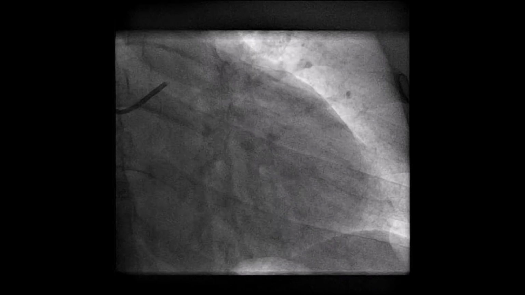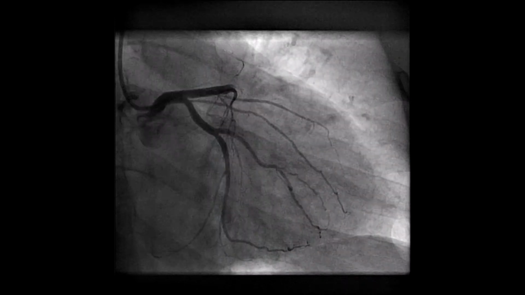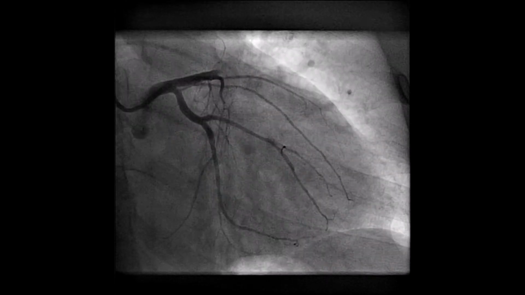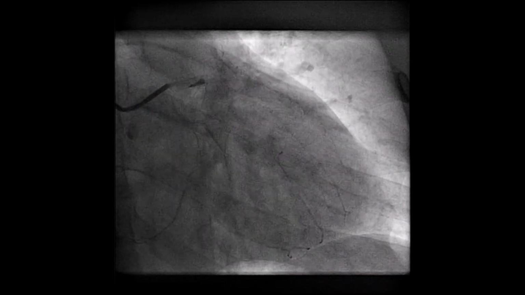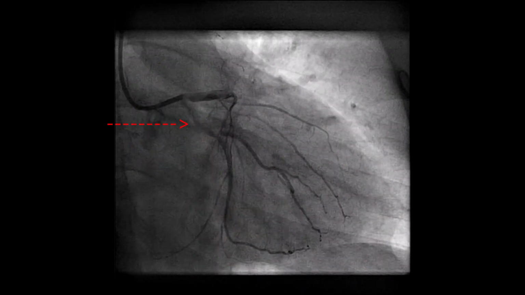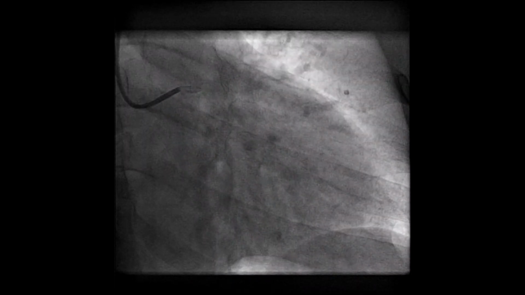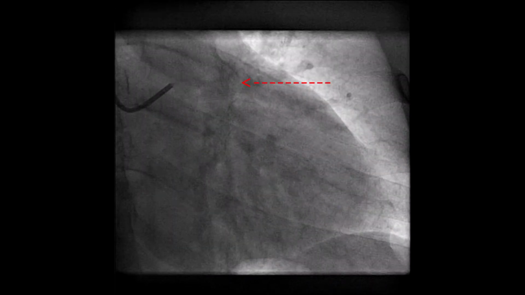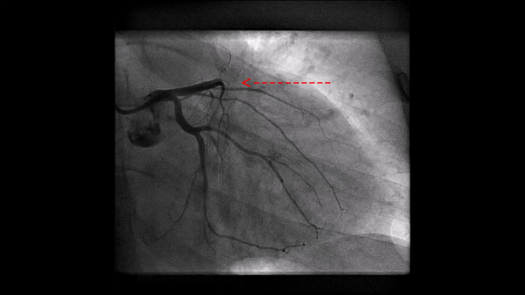As you know, the left coronary tree bifurcates into two different arteries, the anterior descending artery and the circumflex artery. In this perspective, we can see that the circumflex artery has excellent flow and is free of lesions, while the anterior descending artery is cut off. Can you see it? There! Just after the first septal branch.